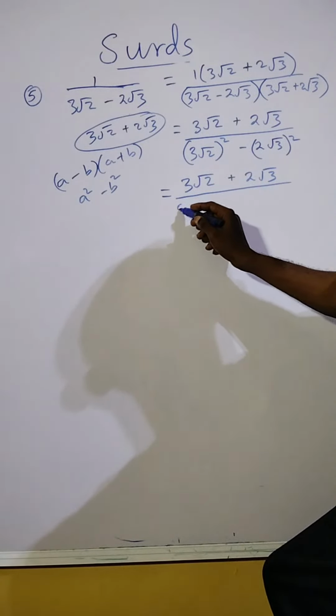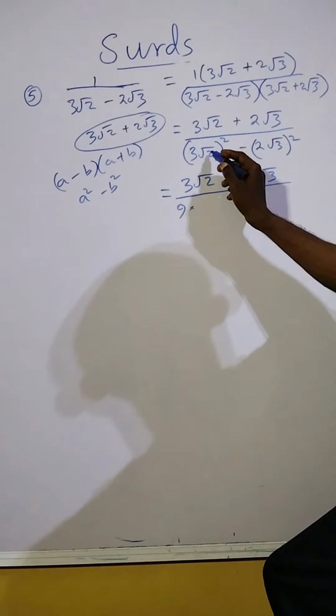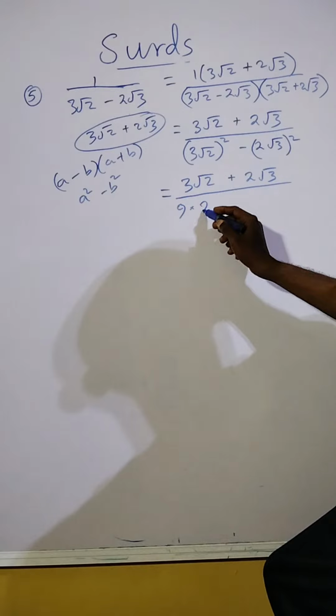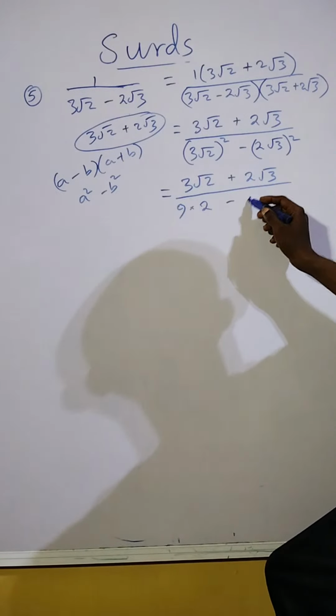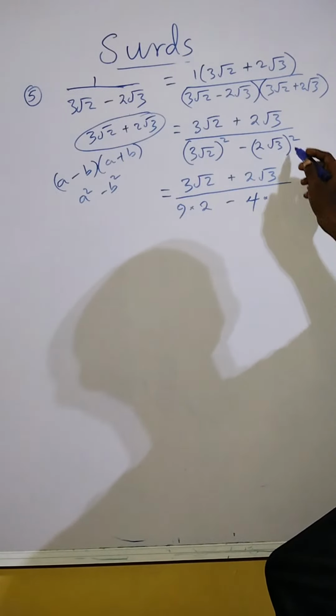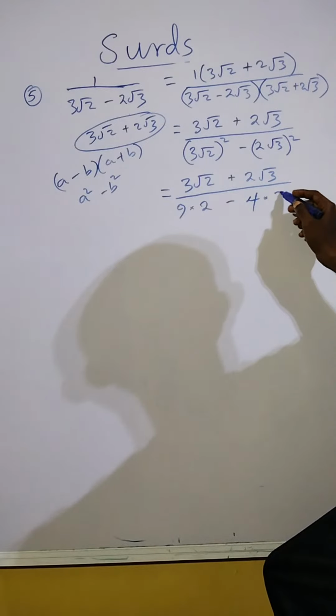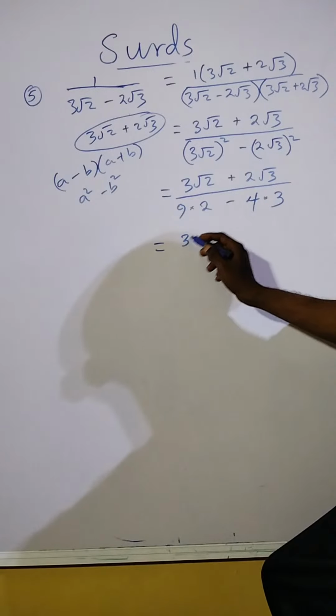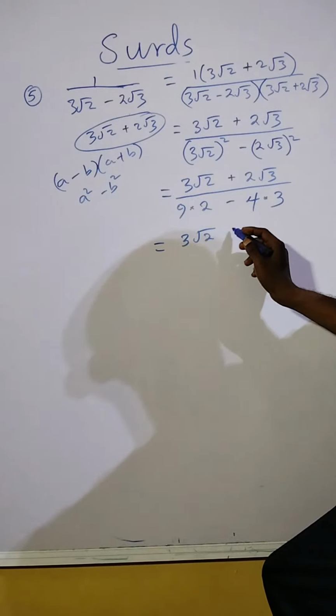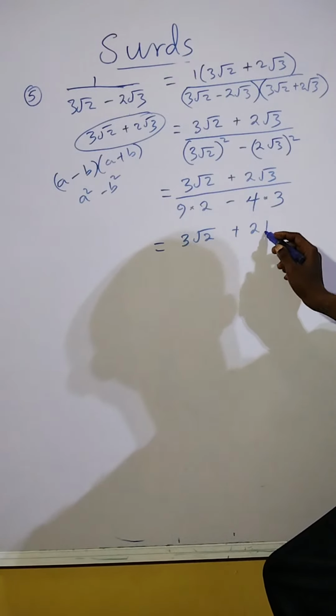And we have 3 square, that's 9, times root 2 square, that's 2, and minus this square of 2, 2 square, that's 4, then times also root 3 square, that's 3. Then equals to, here we have 3 root 2 plus 2 root 3.